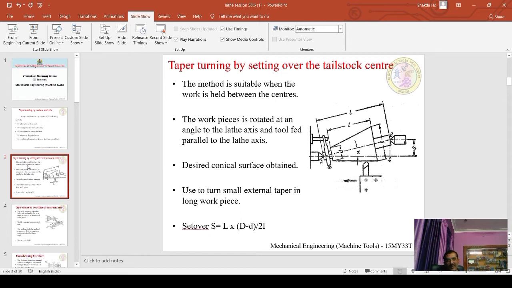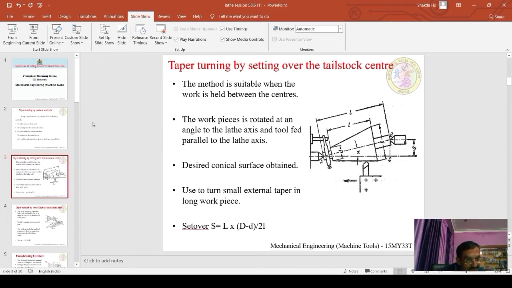And to calculate the set over distance, it is L times (D minus d) over 2l. L is the length of the workpiece, d is the smaller diameter, D is the larger diameter, and l is the length of the taper to be turned. This data can be used to calculate the set over of the tailstock.